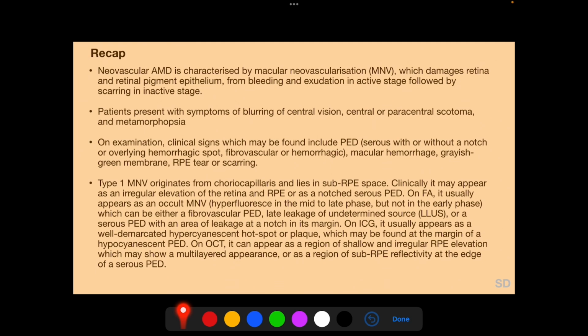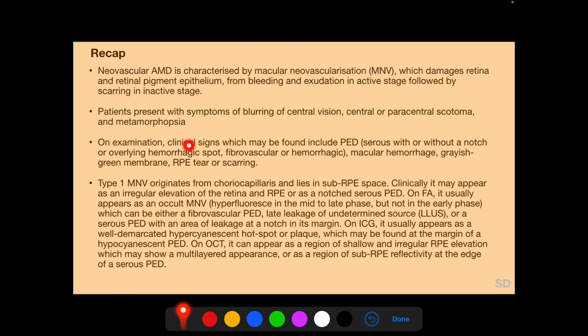To recap the salient points, neovascular AMD is characterized by macular neovascularization, which damages retina and retinal pigment epithelium from bleeding and exudation in the active stage and scarring in the inactive later stages. Patients present with symptoms of blurring of central vision, central or paracentral scotoma, and metamorphopsia.